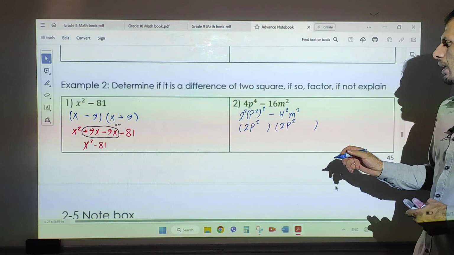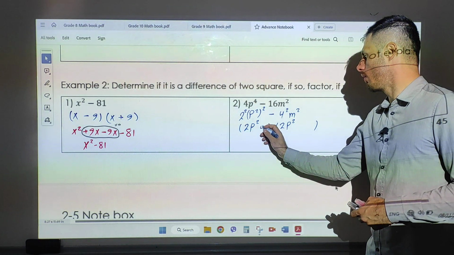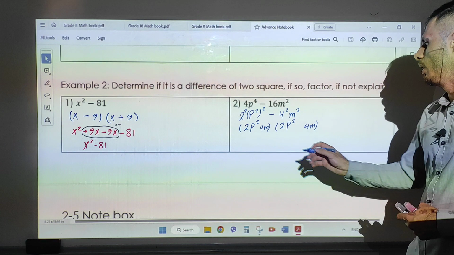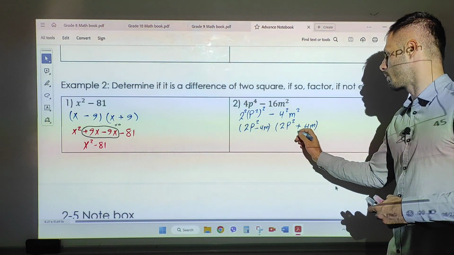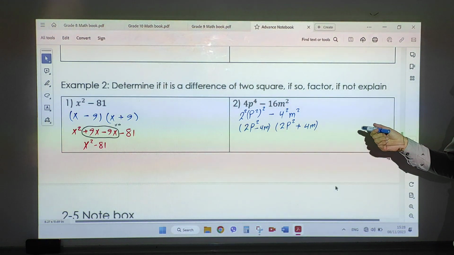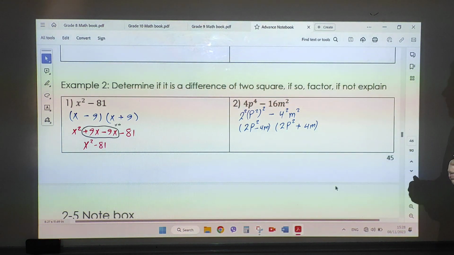This is 16m power 2. It means 4m for this one, 4m for this one. One of them must be minus, one of them must be plus always. This is our answer. Now we check to see if it's correct or not.